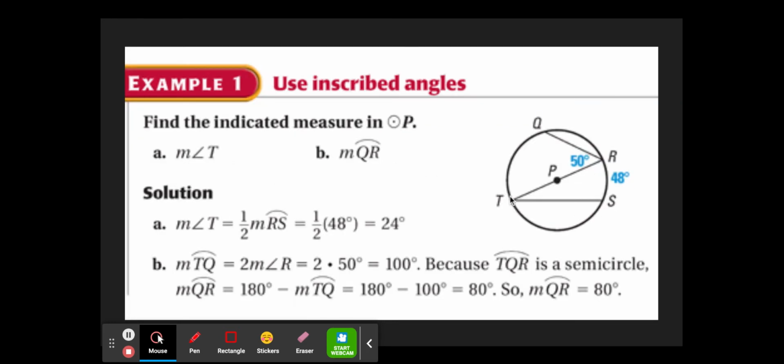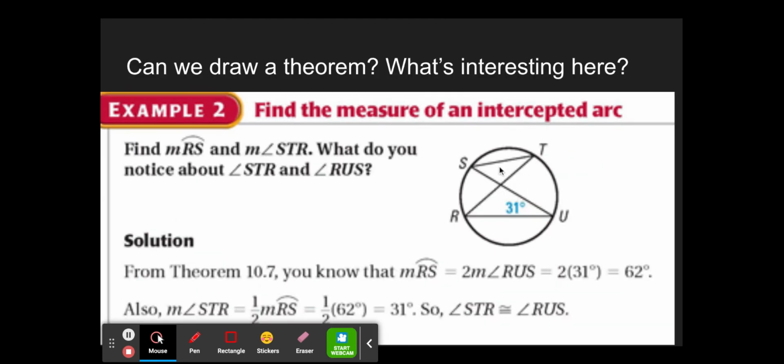So this leads to some interesting things, right? Here's the example I'm talking about: 50 degrees, it's inscribed, so I would double it, and arc QT would be 100. Then here, RS is 48, which means angle T is 24, right? It's only half the size of that arc. So this is where things start getting interesting.